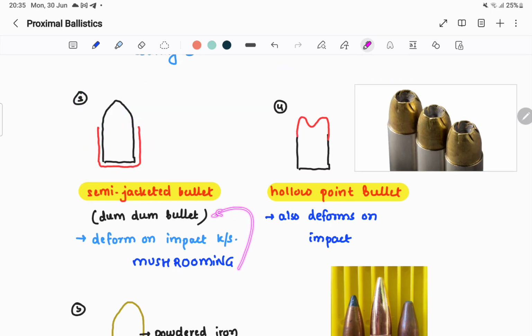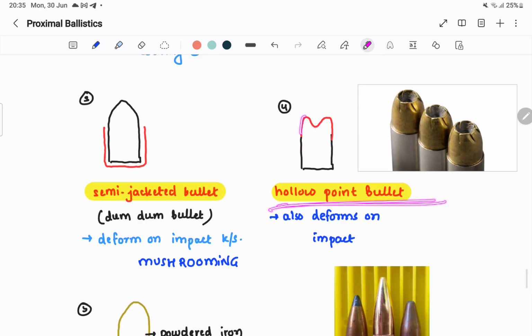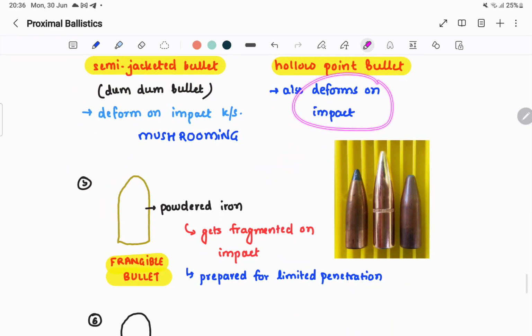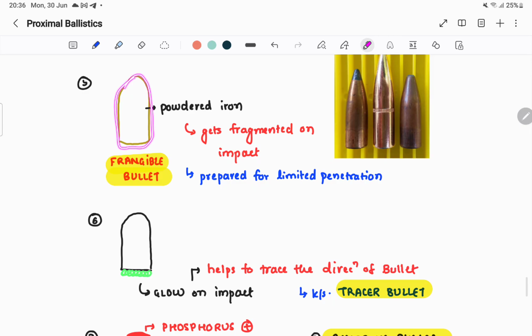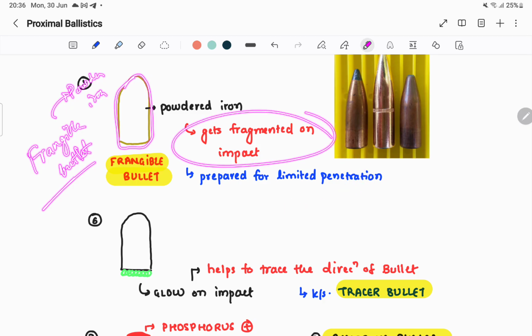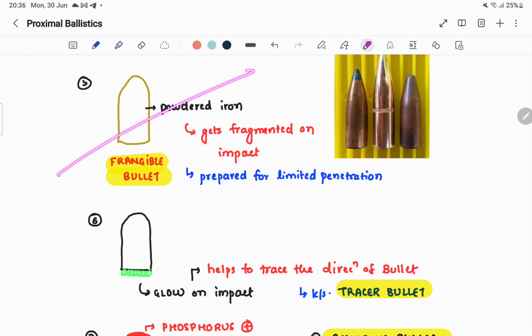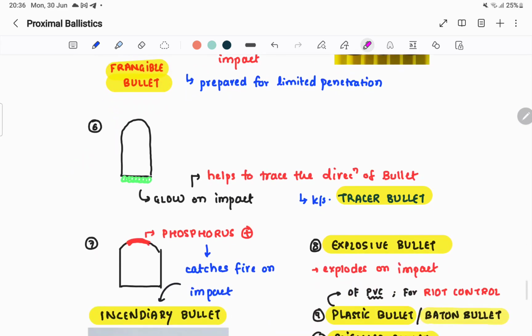Seen in dum-dum bullet. Then the hollow point bullet: this type of deformity is created over here, and it deforms on impact. Then the frangible bullet, made up of powdered iron. It fragments on impact: when you fire it, it breaks into pieces on impact. Frangible means fragile type of thing.